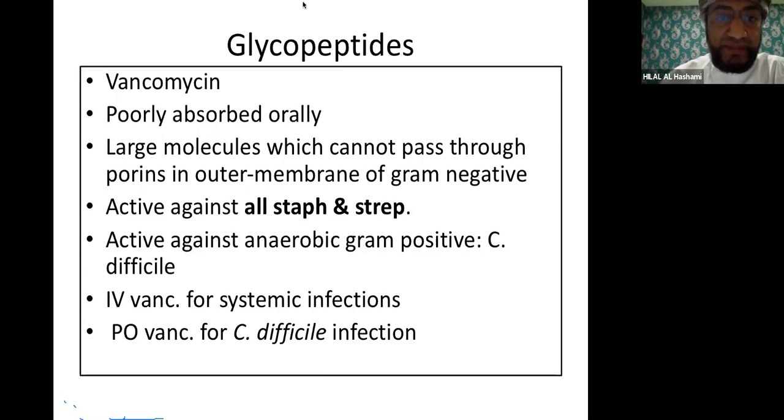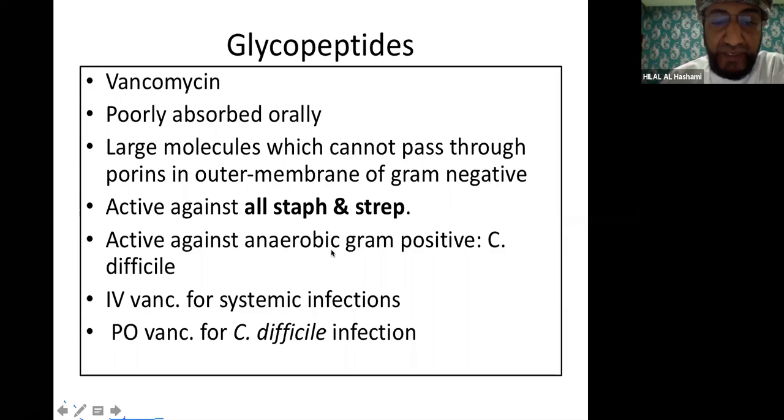And glycopeptides, I think we are good on time. Hopefully, we will not take much of your time. The classic example of glycopeptides is vancomycin. It's poorly absorbed orally, and this characteristic allows the use of oral vancomycin to treat C. diff, Clostridium difficile. It's a large molecule which cannot pass through the porins in the outer membrane of gram-negative bacteria. It's active against all staph and strep, including MSSA and MRSA.